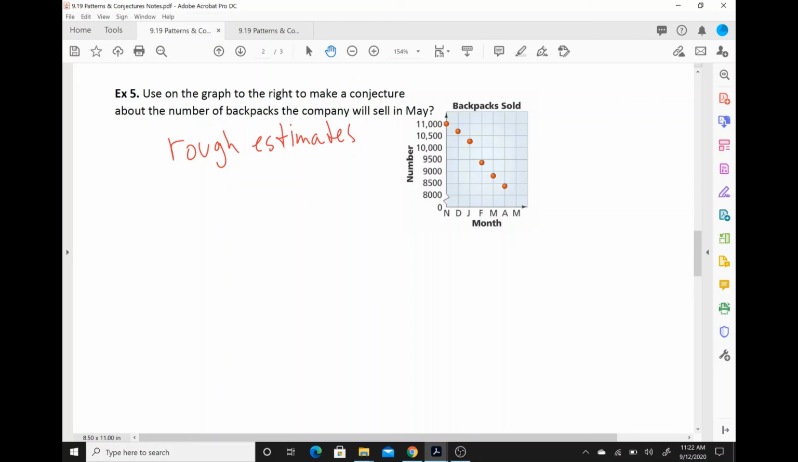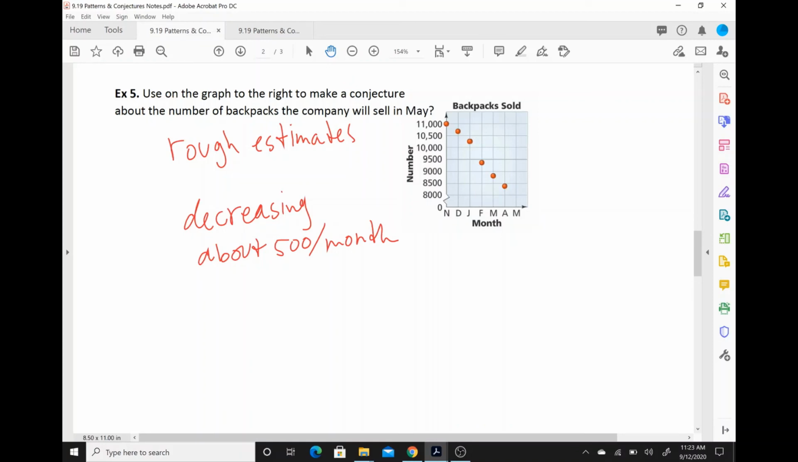Okay, so then from December to January, okay, look, it was a little bit above 10,500 and then went down to a little bit above 10,000. So it went down about, again, 500 more. Okay, here, well, they took a little bit bigger jump, but in January it was roughly 10,000 and went down to about 9,500. So again, it's about 500 down. Same thing here. It's about 500 down. So it looks like they're decreasing about 500 per month. Okay, that is the overall trend.